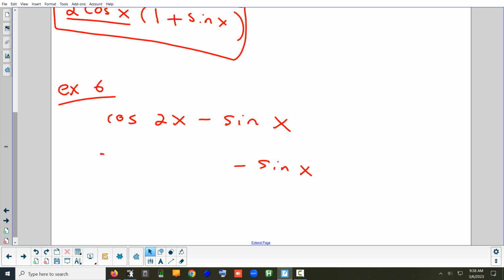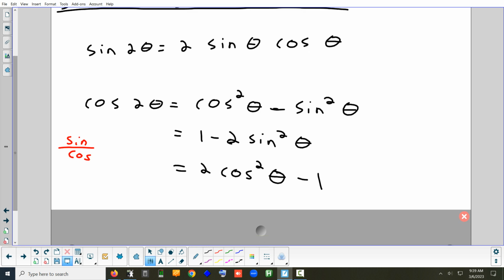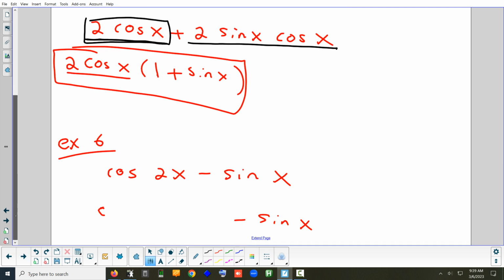And then what do you get when you simplify that whole thing? That's what we want to do in this problem. Caleb? Cosine 2x minus sine 2x. Which one of those did you just use? I don't see that as a choice here. Oh, cosine squared. Yeah, so cosine squared minus sine squared.